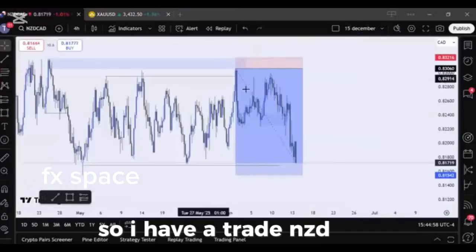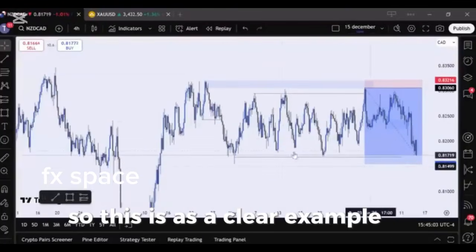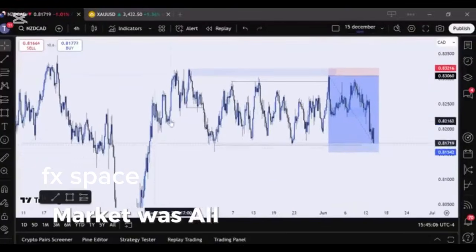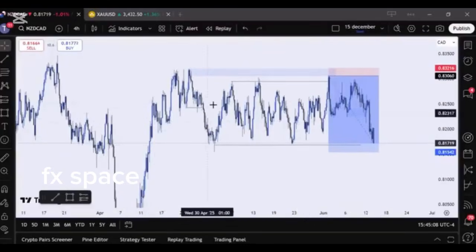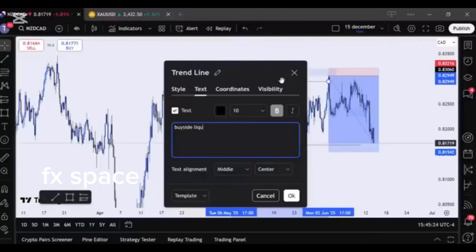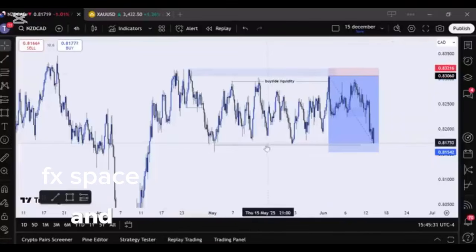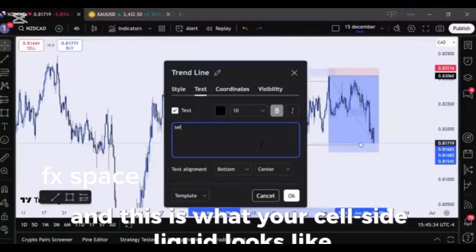So I have a trade on NZD card. I had this. So this is a clear example of that range in liquidity. Market gave us the structure to the downside here, inducement, then started ranging: buy side liquidity, sell side liquidity, buy side liquidity, sell side liquidity. So it kept ranging. So this is the buy side liquidity. And this is your sell side liquidity.